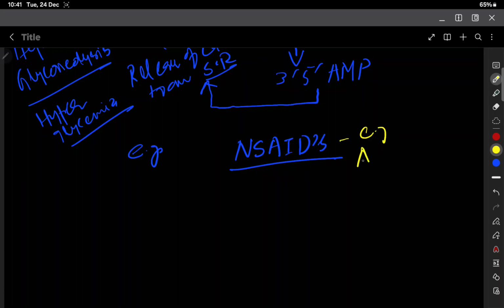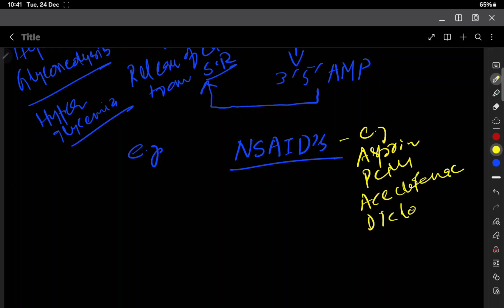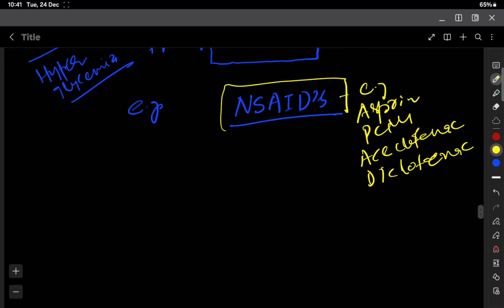Examples, for example, aspirin, paracetamol, aceclofenac, diclofenac. These are all examples of the non-steroidal anti-inflammatory drugs. I will take the example of aspirin. So we will have to study here the dynamics of aspirin.